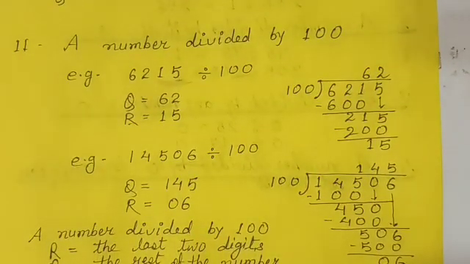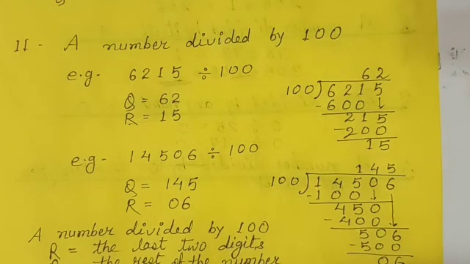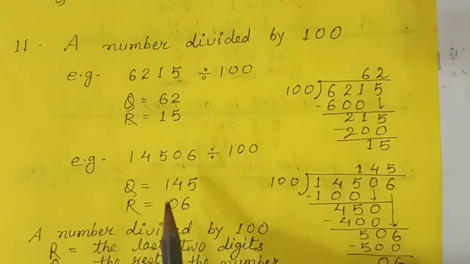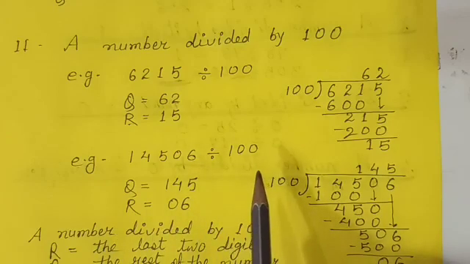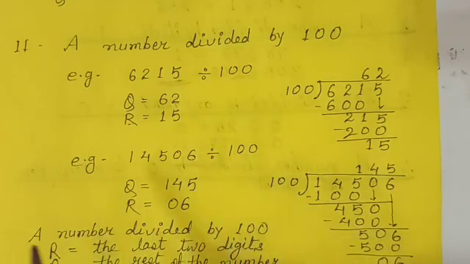Therefore, we can conclude that when a number is divided by 100, R is equal to the last two digits and Q is equal to the rest of the number. The same thing happens when we divide a number by 1000. As 1000 has three 0s, therefore the last three digits will be the remainder and whatever the number left, that will be the quotient.